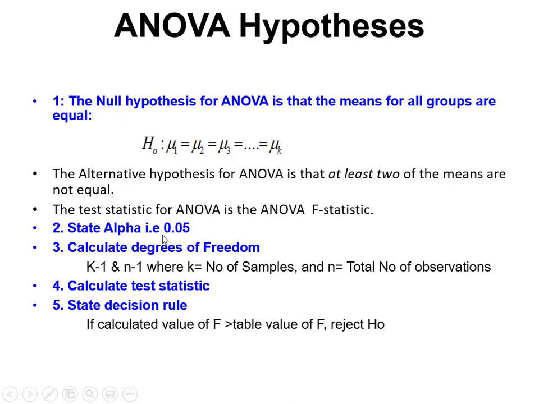Then we will use a level of significance. Normally we use, just like in the previous example, a level of significance of 0.05. Then we will calculate the degree of freedom. So there will be one degree of freedom between, and one degree of freedom within. So normally k minus 1 and n minus 1. How many samples, how many groups do we have? Let's suppose we have 3 groups, so 3 minus 1 will be the degree of freedom.